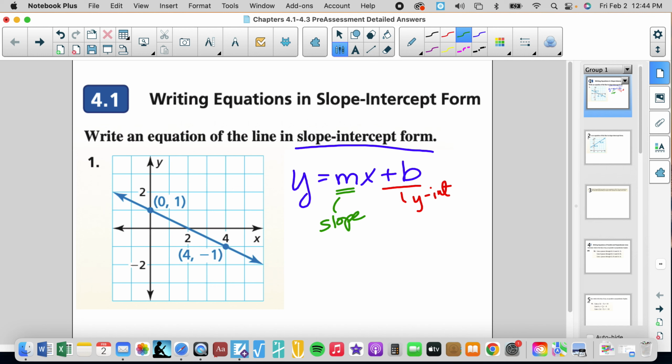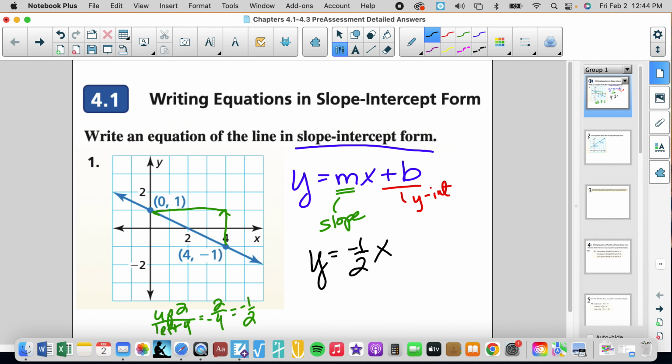So I'm going to go up 1, 2. So I go up 2, and then I'm going to go left 1, 2, 3, 4. So left 4, up is positive, left is negative. So that tells me that my slope is -1/2. I must simplify my fractions. And now I need to find the y-intercept.